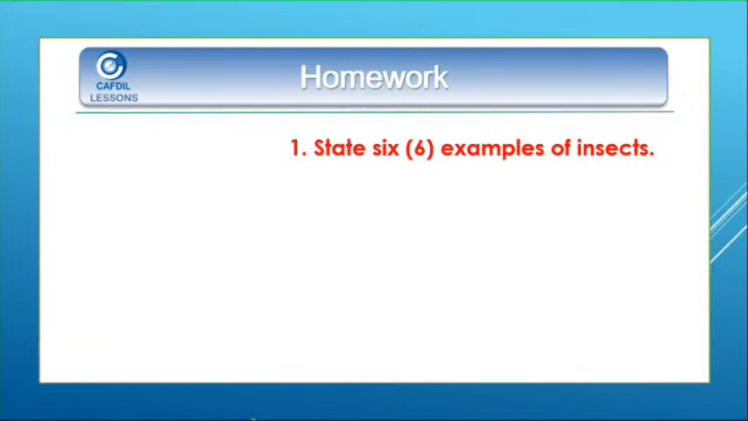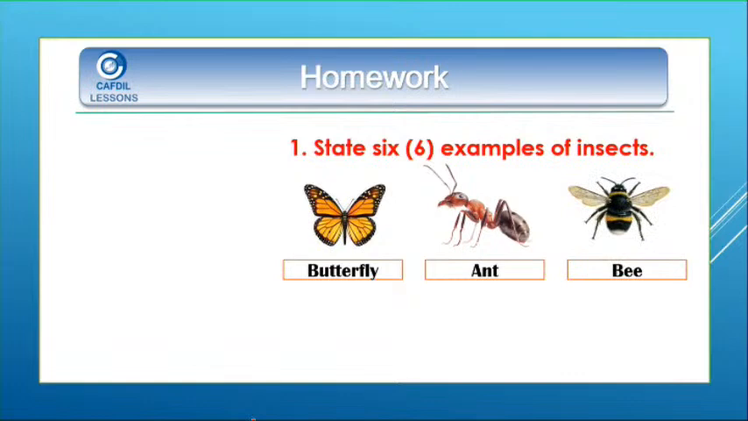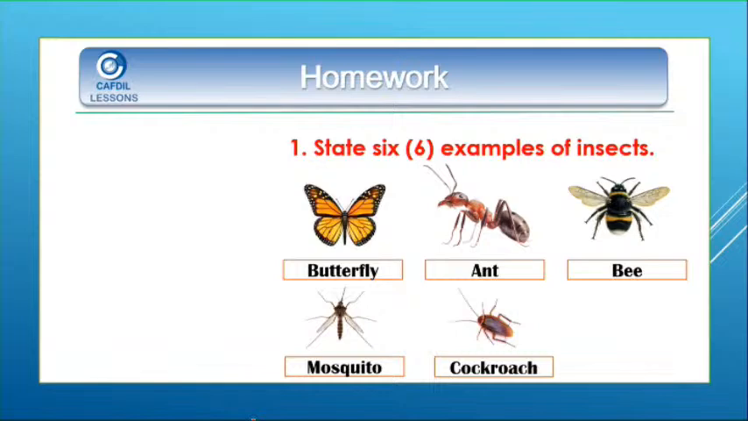One, state 6 examples of insects. The first one on the screen is butterfly. We talked about ants, bee, mosquito. You see the cockroach, and then housefly. We have butterfly, ant, bee, mosquito, cockroach, and housefly.